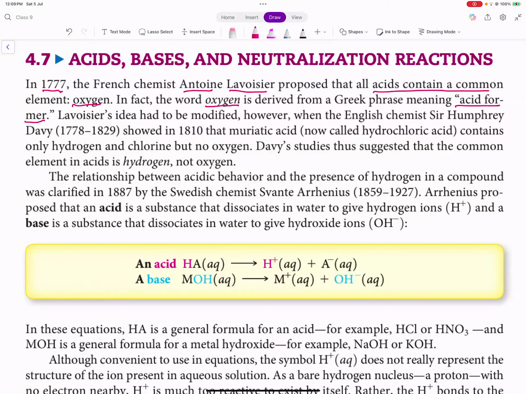But again, Lavoisier's idea has to be modified because the British chemist Humphrey Davy showed that hydrochloric acid, which at that time was called muriatic acid, contains only hydrogen and chlorine but no oxygen. So his studies suggested that the common element in acids is hydrogen and not oxygen. So this is a little bit of history.